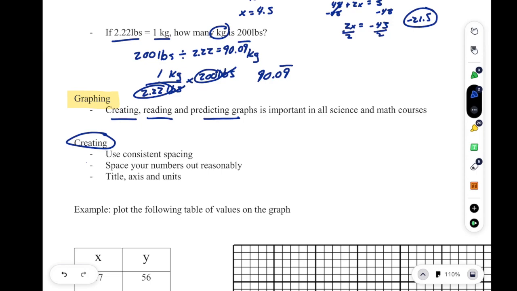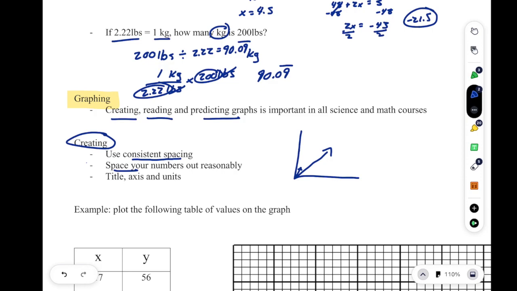First thing, a common mistake I see students do is they use inconsistent spacing, meaning their first square was worth 2 and their next square was worth 3. That throws the whole graph and you probably won't get any marks for it. So make sure it's consistent. Space your numbers reasonably. If you have a graph, it should approximately take up the majority of the space. You don't want just a little line at the bottom corner that's hard to read. So spread them out reasonably.